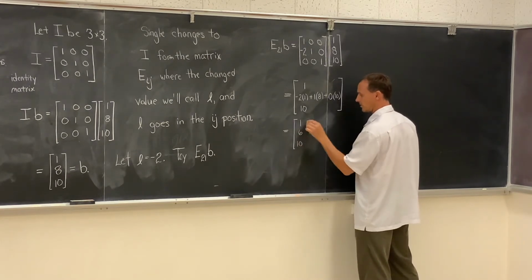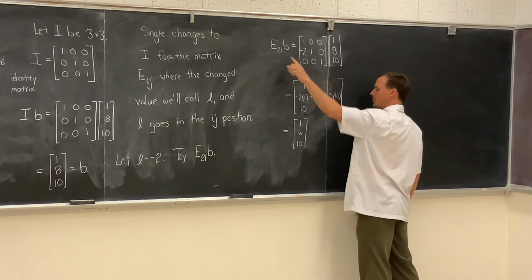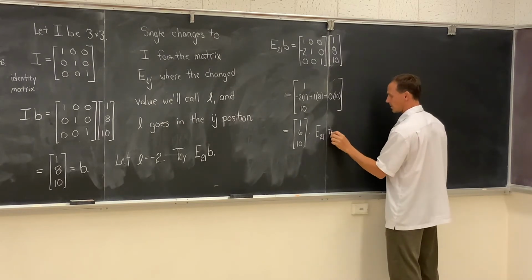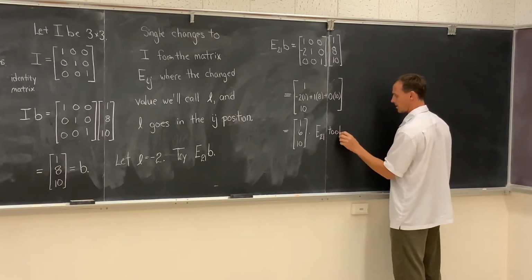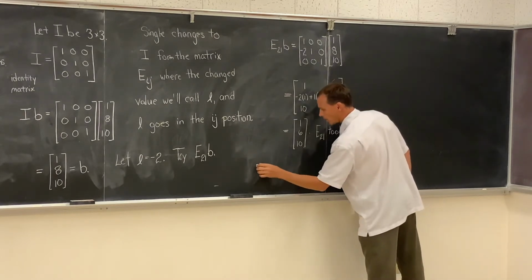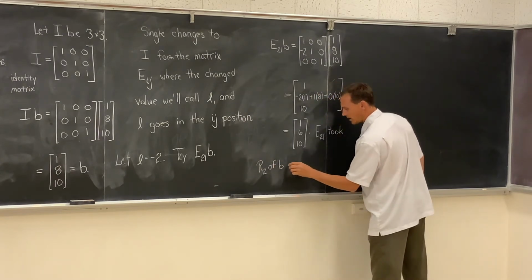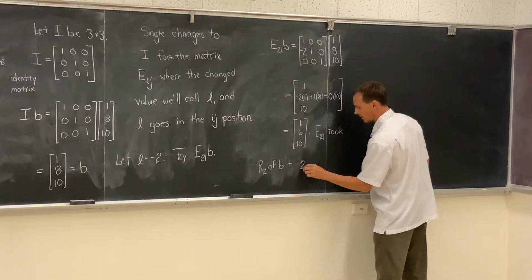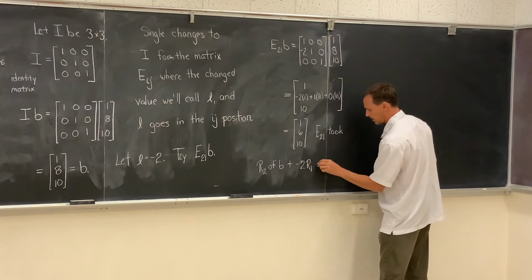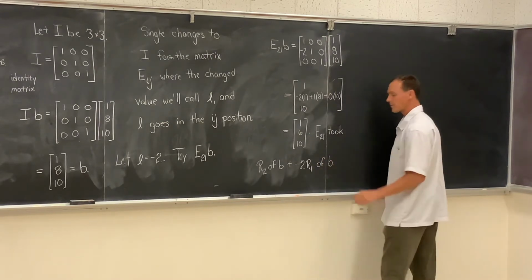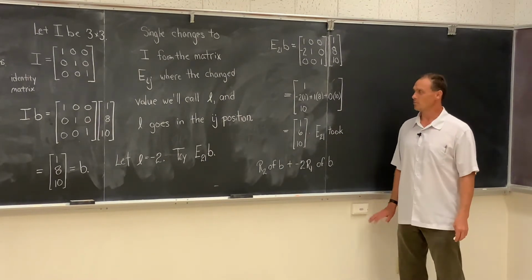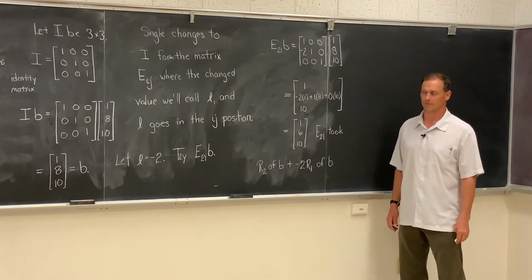So what did E21 just do? E21 took row 2 of B, and it added to it -2 times row 1 of B. Now you might be like, really? Yes. And we're going to try a few more though, because I don't think this is immediately obvious.